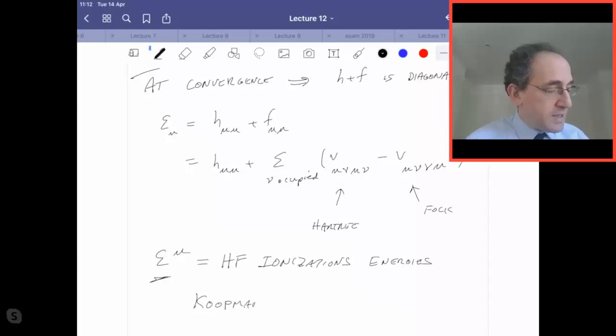Koopmans. The S is part of his name. His name was Tjalling Koopmans in Dutch. I'm probably not pronouncing his name well, but anyway, his name was Koopmans. Koopmans discovered this in 1934, very early in the history of quantum mechanics. He was age 24 at the time. You may not know the name Koopmans already, but he's quite famous.